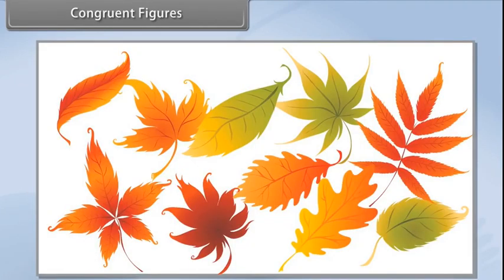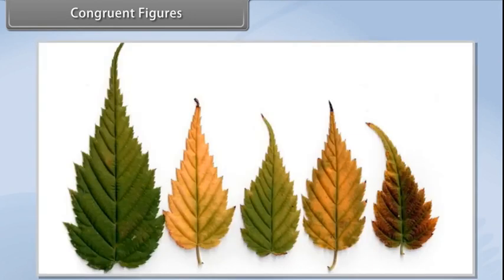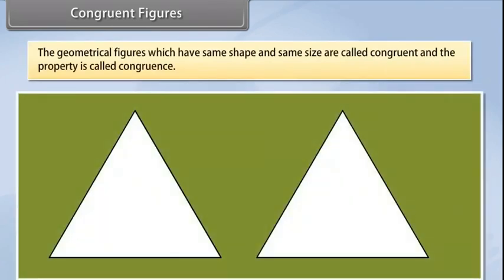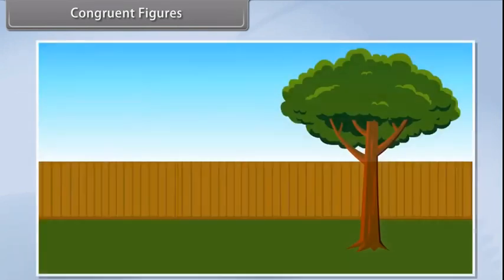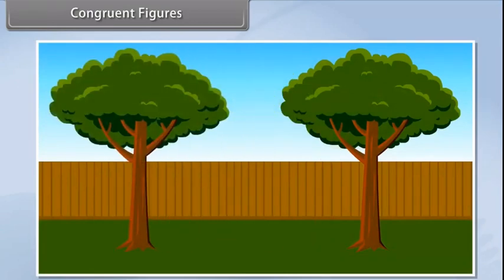Congruent figures. You might have observed that leaves of different trees have different shapes. But leaves of the same tree have almost the same shape, although they may differ in size. The geometrical figures which have the same shape and same size are called congruent, and the property is called congruence. Congruent objects are duplicates of one another.